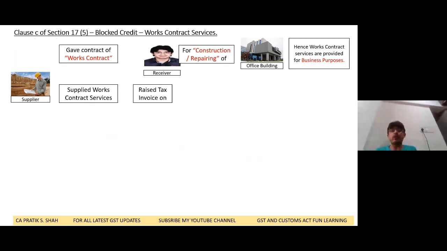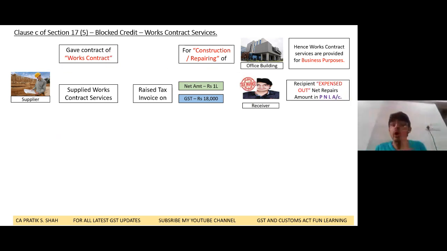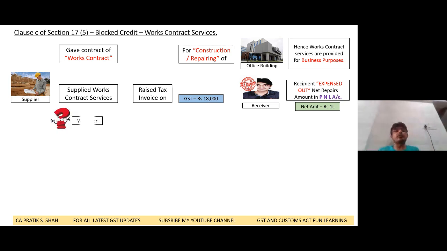You raised the tax invoice on me of net amount 1 lakh and GST of 18,000. Now, this was a routine. Every year this repairing happens. 100 crore building, you are just giving 1 lakh service. So this is a routine expense. Right. So against this invoice, I am not capitalizing 1 lakh. This 1 lakh rupee net amount I have debited in my profit and loss account.